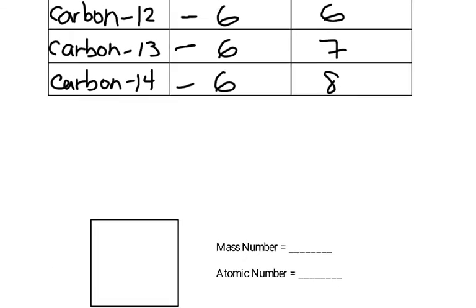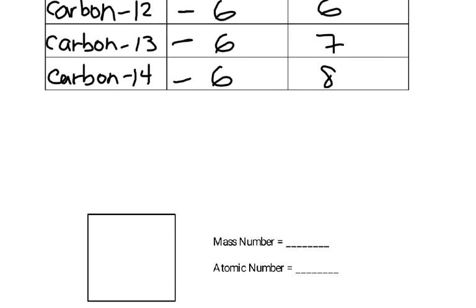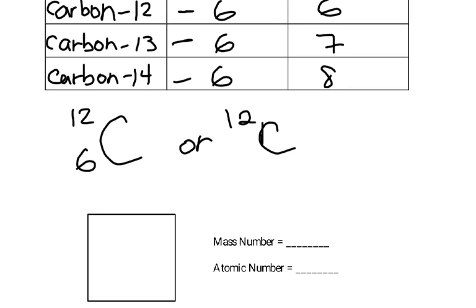Now, sometimes scientists get lazy, and we like to write the isotopes a little bit different way. So sometimes you're going to see it with the 12 at the top and the 6 at the bottom. Well, the 12 is the mass number, and the 6 is the atomic number. Or you might just see it as carbon with the 12 on it. They get even lazier and don't even bother writing the atomic number because for carbon, it's known.